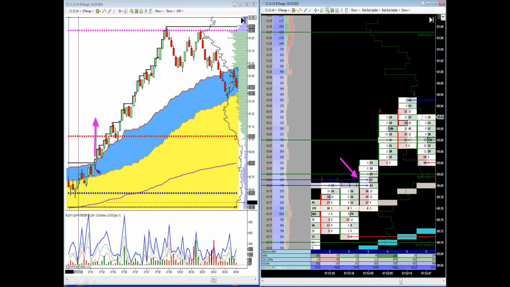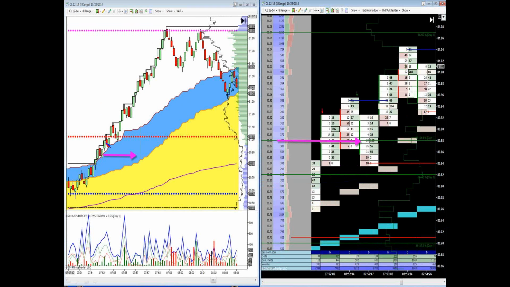So let's say that you didn't take this breakout here. You get another opportunity when it retraces back to this upper part of the value area, and that is right here. And so when you look at this, you're thinking, okay, well, how do I know it's not going to roll over and retrace all the way back down here to the yellow area? You look at your order flow.